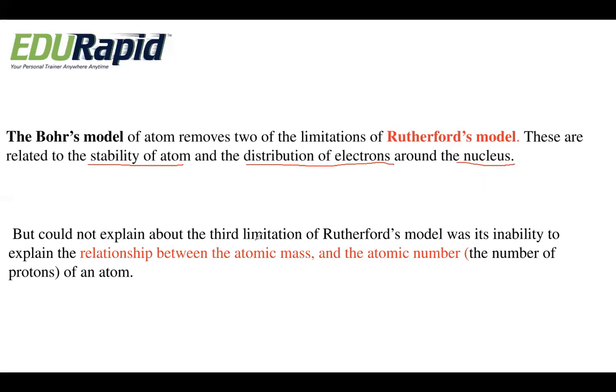But Bohr's atomic model couldn't explain one thing. What is that? He couldn't explain the third limitation of Rutherford's model, which was the inability to explain the relationship between the atomic mass and the atomic number. So Bohr's atomic model was successful, but he couldn't overcome the last limitation of Rutherford, that is the relationship between the atomic mass and atomic number. This was overcome by the next important breakthrough in the field of chemistry, that is the discovery of neutrons, right?